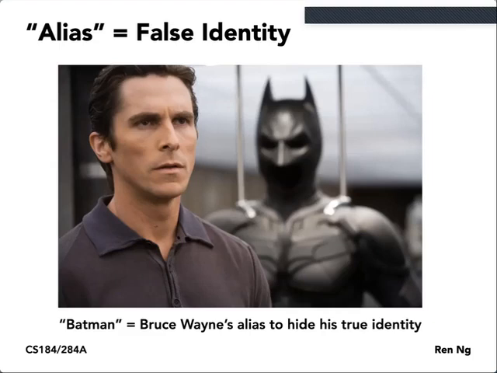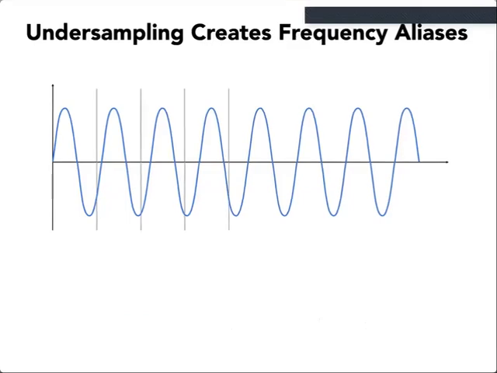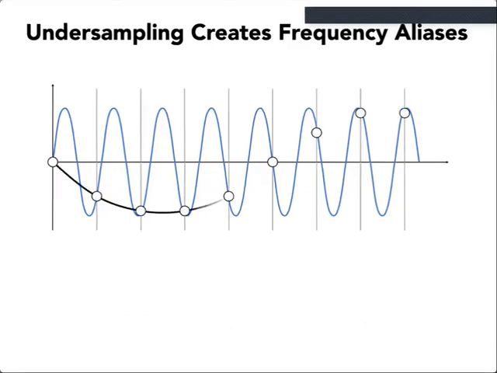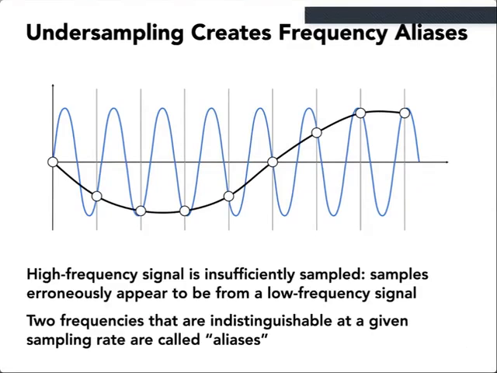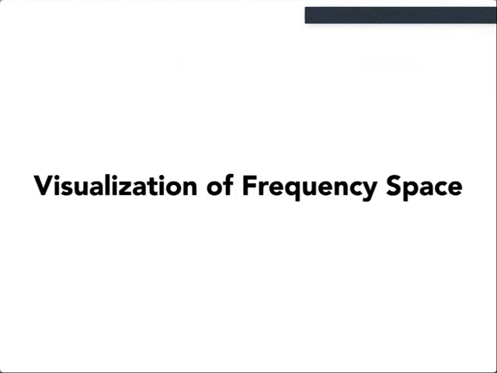So what's an alias? An alias is just a false identity. This is the way to think about that, to remember this term. It's very literal actually. An alias is a false identity. Batman is Bruce Wayne's alias, right? He dresses up as Batman, which is a false identity to mask his true identity, which is Bruce Wayne, okay? So the black sinusoid that we see here, the low frequency one, is an alias for the blue frequency that we see here. Okay, they're indistinguishable, but one is not true.